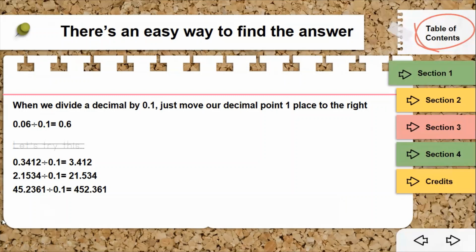Okay, so we have another example here, 45 and 2,361 10,000ths divided by 1/10. Since we divide this one by 1/10, just move our decimal point one place to the right. So here is our decimal point. Move this one one place to the right. And for our final answer, we have 452 and 361 thousandths. So it's very easy, right? If we divide the decimal by 1/10, just move the decimal point one place to the right.